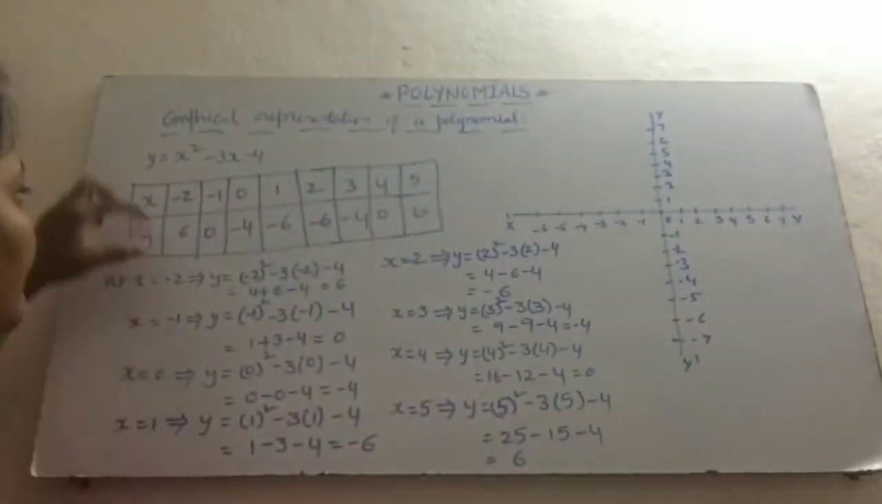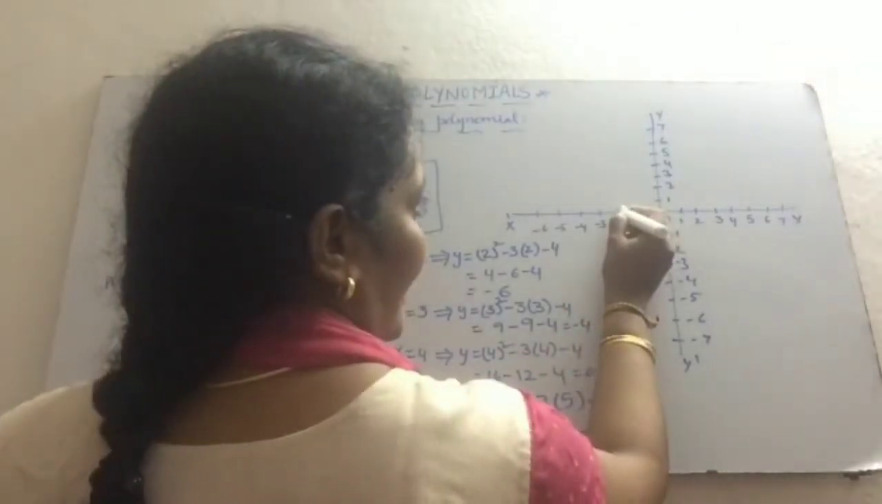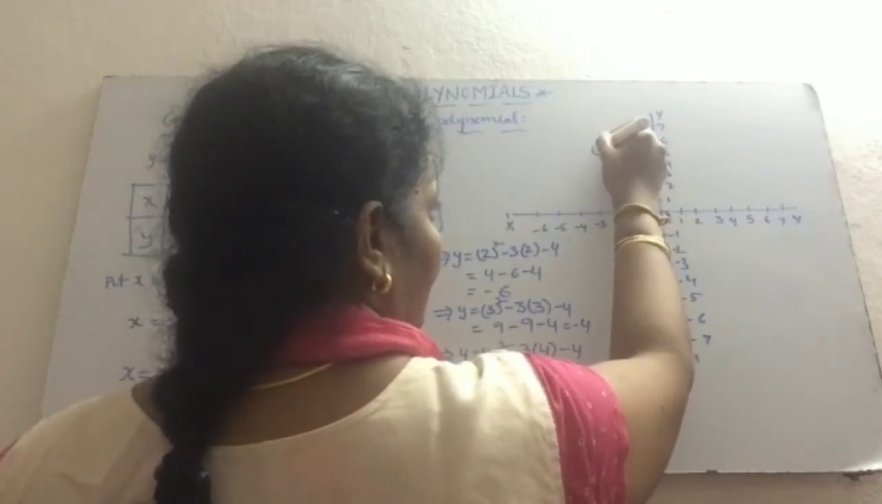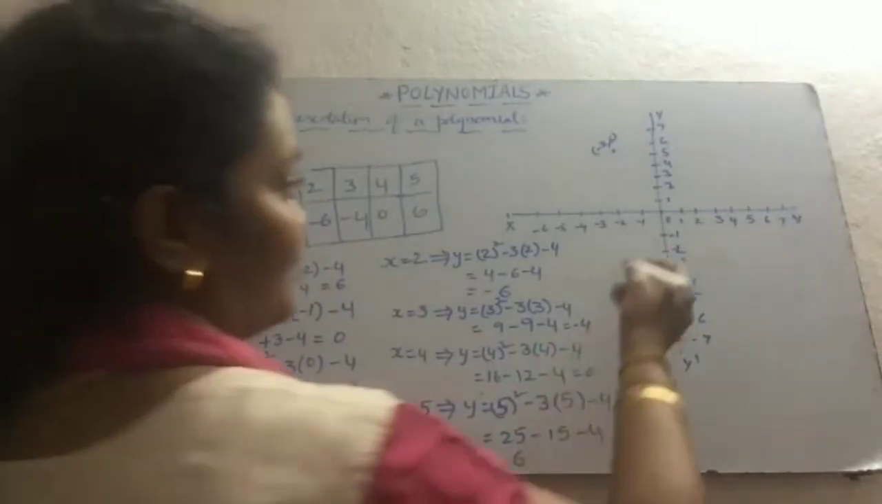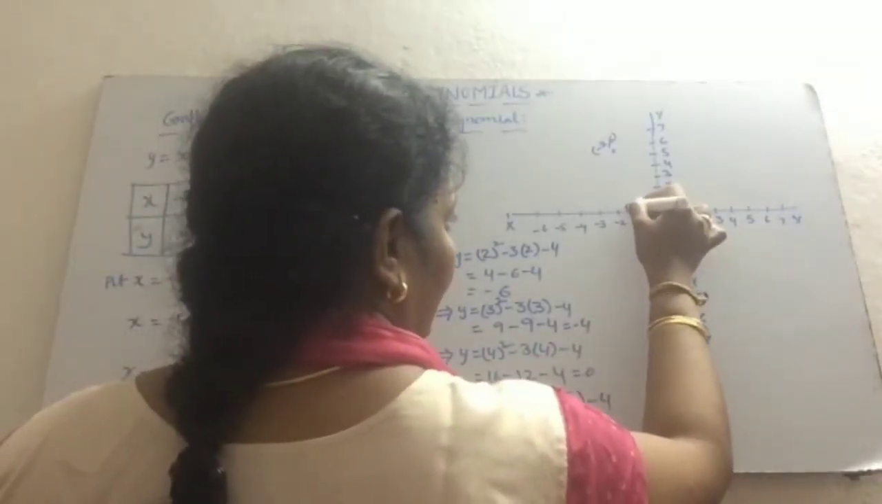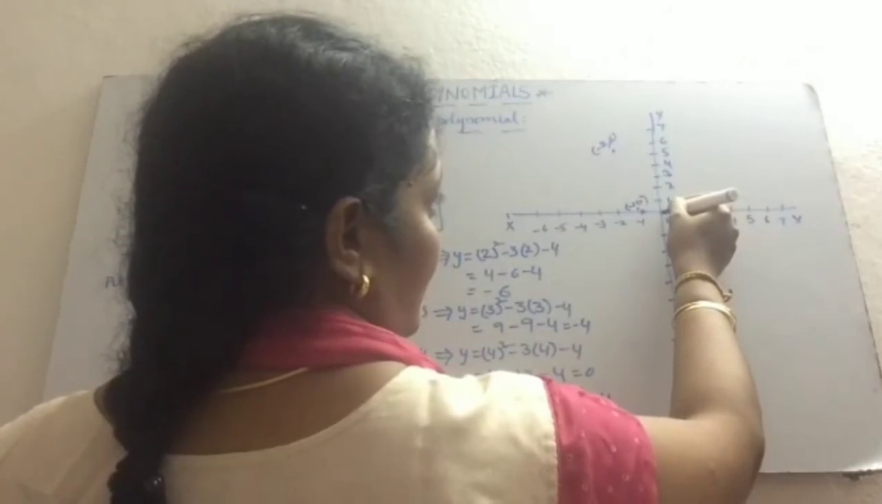Now first point is minus 2 comma 6. So here minus 2 and 6. 6 is here. That is minus 2 comma 6. And next one is minus 1 comma 0. So minus 1 comma 0 is here. Minus 1 comma 0. And next 0 comma 4. 0 comma 4.